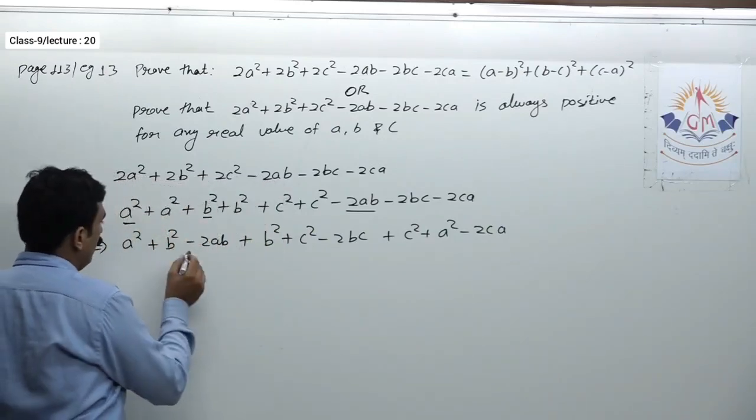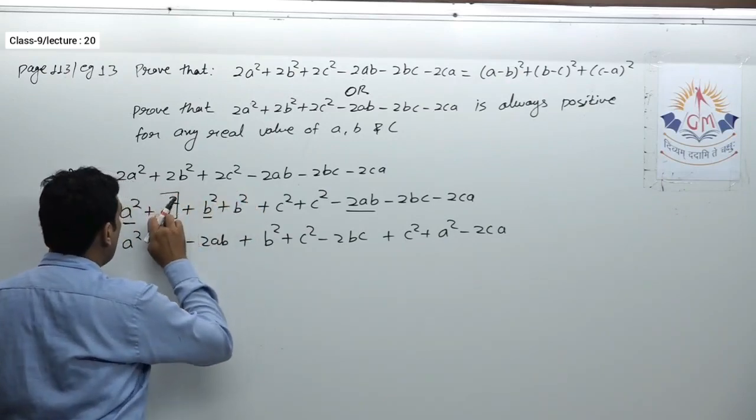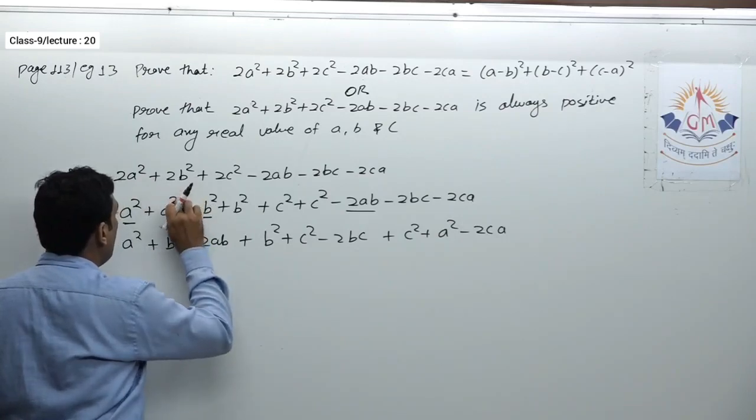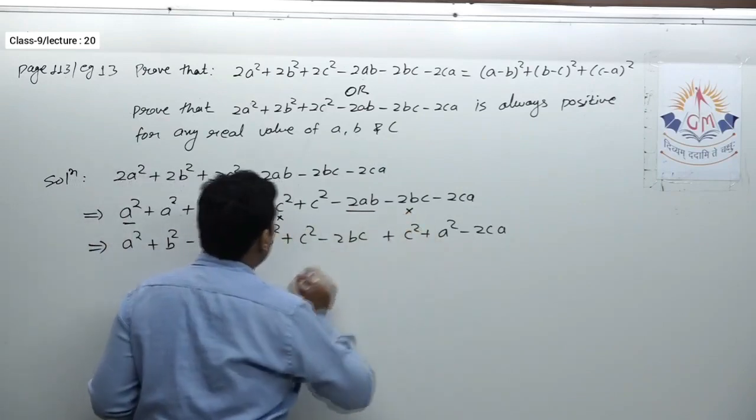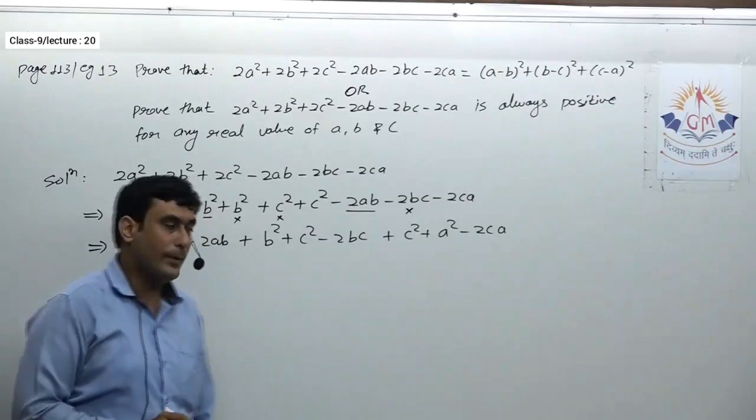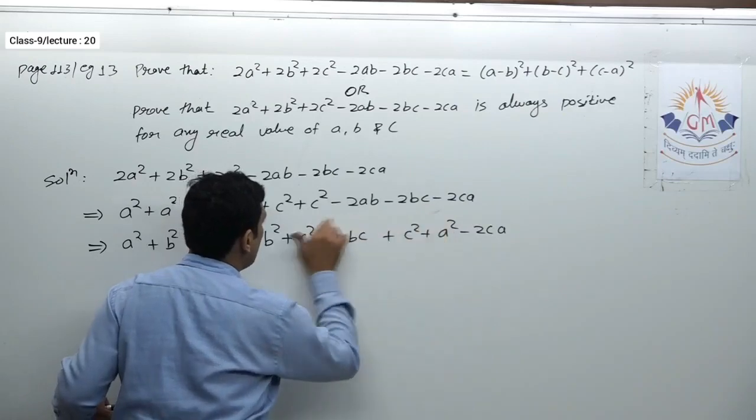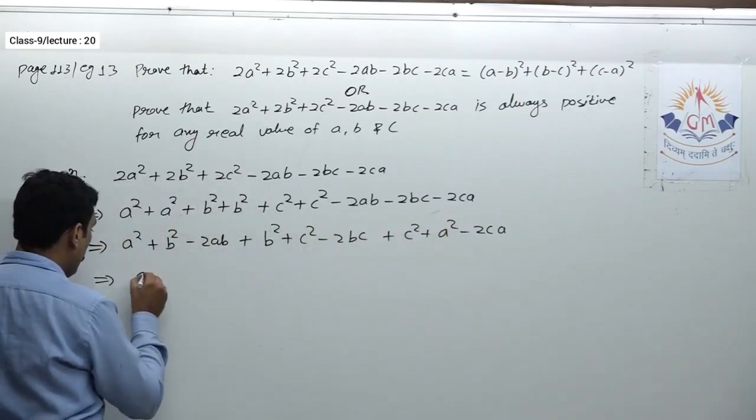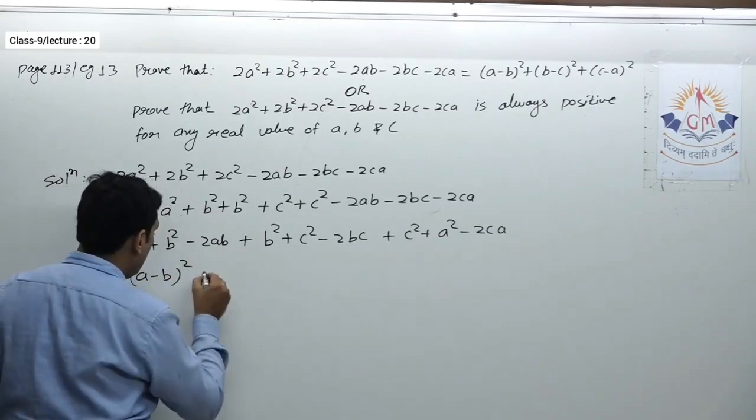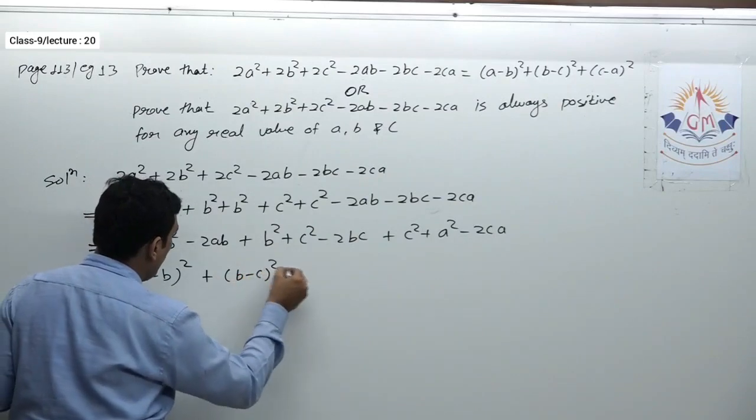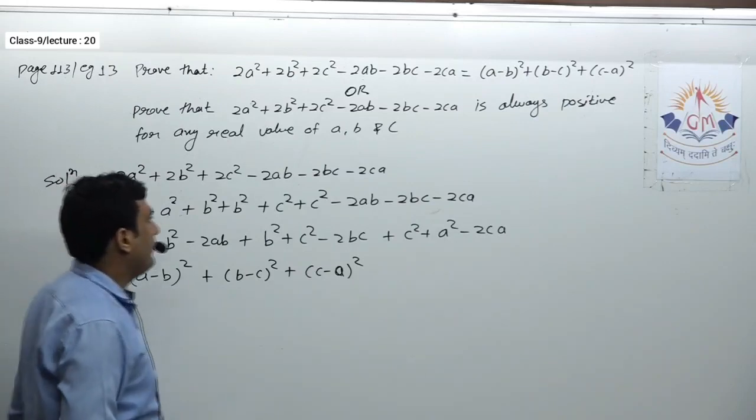Similarly, then I took these three together: b², c², and −2bc. Finally I wrote the remaining three terms. Now if you observe carefully, the first three terms give you the identity of (a − b)², the next three terms give you the identity of (b − c)², and finally you get (c − a)². So here we can say it's hence proved.